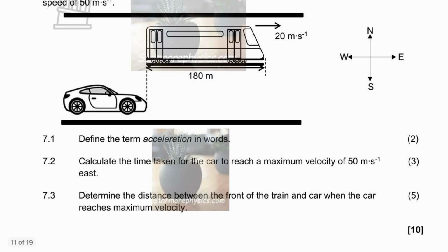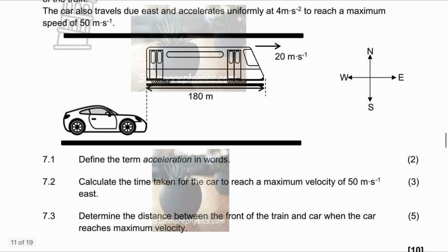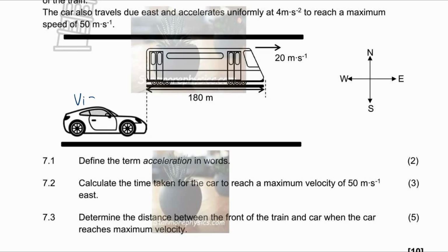7.2, calculate the time taken for the car to reach a maximum velocity of 50 meters per second east. So we know for the car that the initial velocity is 0.